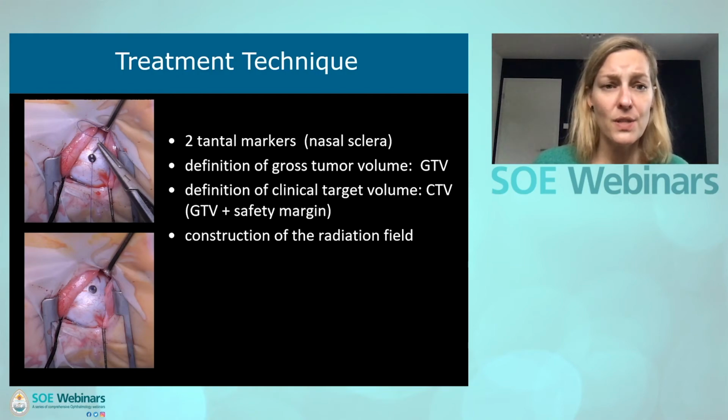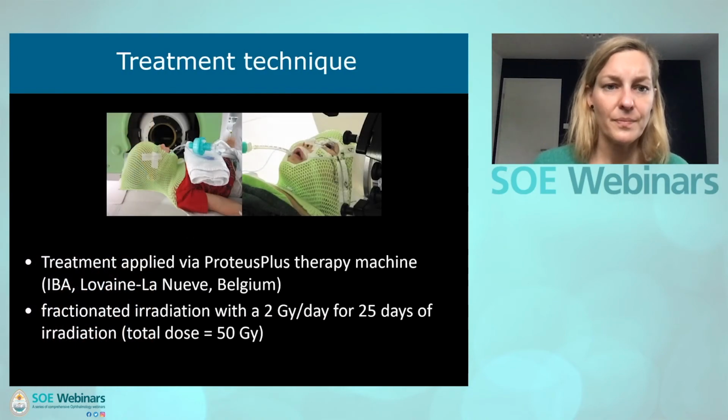What is our treatment technique? We use 2 dental markers. They are sutured to the nasal sclera to make sure that the eye is in the correct position while PBRT is performed. Then the gross tumor volume and the clinical target volume are defined in cooperation between treating ophthalmologists and radiation oncologists, and then the radiation field is constructed. For treatment, we used the Proteus Plus therapy machine, and we did a fractionated irradiation with 2 grays per day for 25 days, leading to a total dose of 50 gray.